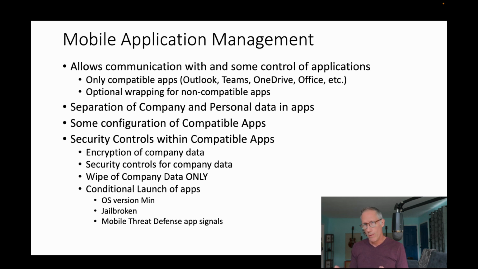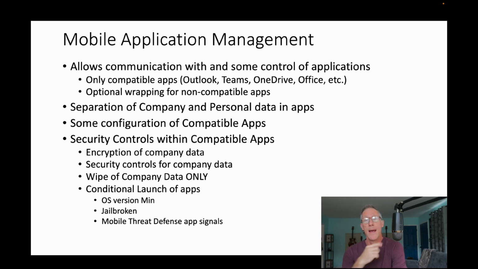Really, from the user's point of view, if we put these MAM policies in place, what they will see the next time they open up one of these apps, like Outlook, Teams, OneDrive, Office, is the app will say, hey, your company is now protecting the data on this app, and then it will restart the app. So let's go through a couple of these bullets. So it allows communication with and some control of specific applications. Yeah, we can send instructions to apps like Outlook, Teams, OneDrive. Other applications that don't understand this, we cannot control them.